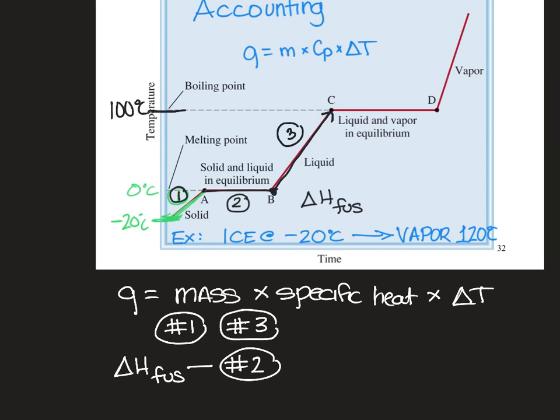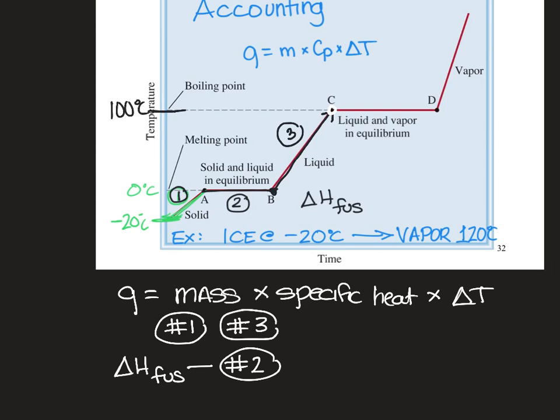Anytime we increase temperature, we use our Q equals equation. So steps 1 and 3 will use the same equation. I'll have different values because we have different specific heats for different physical states. But steps 1 and 3 will use the Q equation. Step 2 is going to be a phase change. And then at the end of step 3, I'm right here at letter C, which is I've got liquid water at 100 degrees Celsius. I have to keep going.